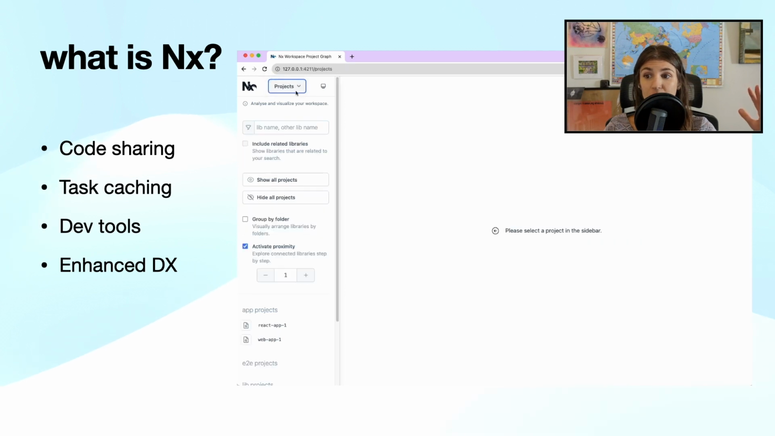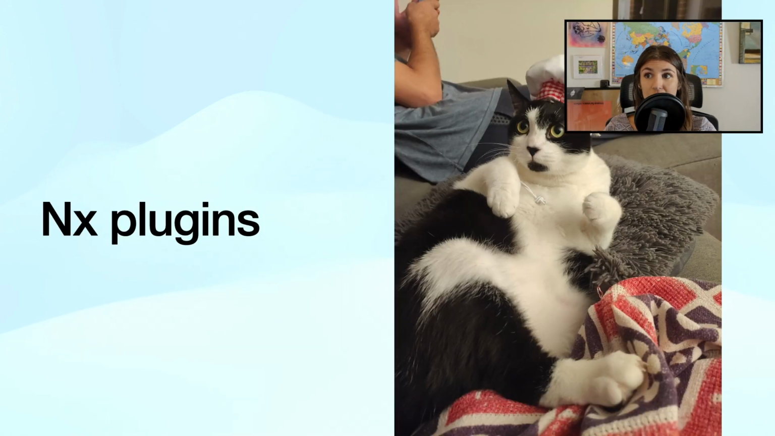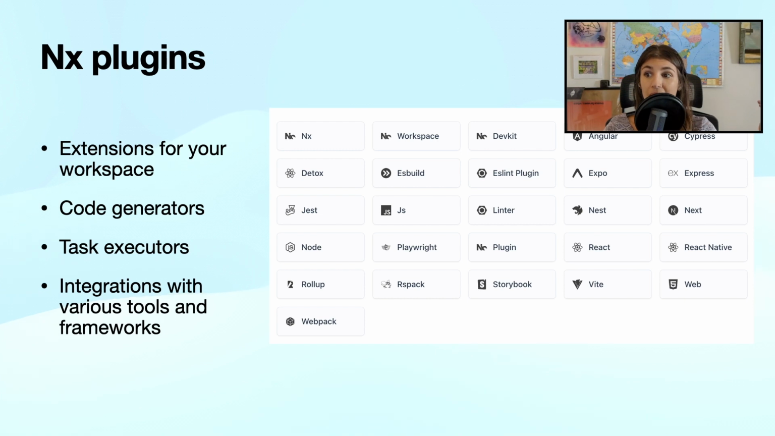You can enjoy building tools and spend less time waiting and more time coding with the cached results and our code generators. So Nx offers some plugins. Nx plugins are extensions that add capabilities to the Nx workspace. They offer code generators, task executors, and integrations with various tools and frameworks like Vite, for example, or Storybook or other tools that you can see on this list.